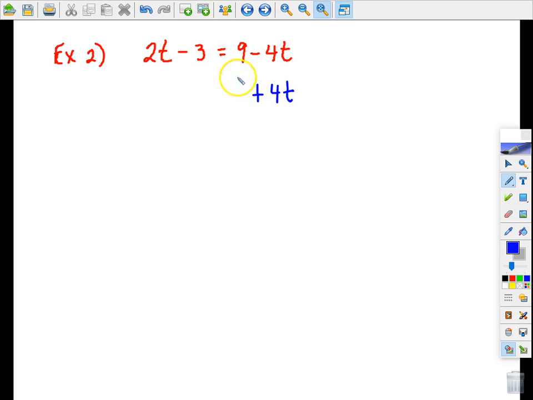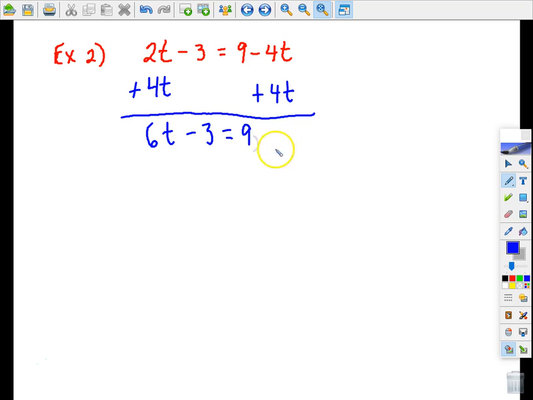So remember, whatever you do to one side of an equation, you must also do on the other side. So I lined up the like terms. 2t plus 4t is 6t. Bring down the minus 3. On the right side, these t terms will cancel, becoming 0, leaving 9.